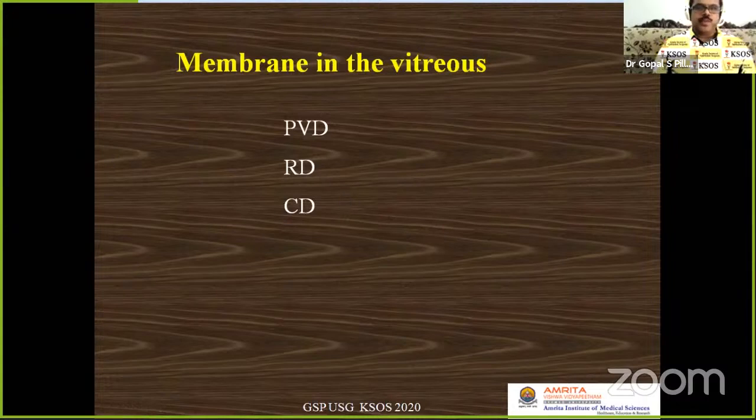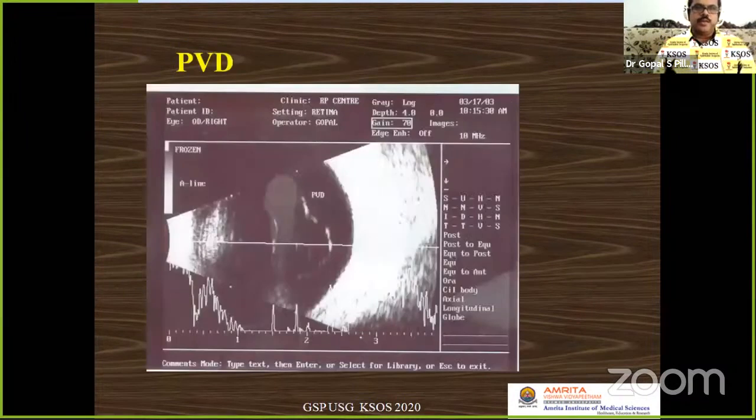Membranes in the vitreous, which are PVD, RD, and choroidal detachment. So this is a normal PVD, as I told you. This is almost a total PVD. The important feature here is to do a dynamic ultrasonography. You keep the probe in one particular location, define the PVD, and ask the patient to move here and there, and we will actually see the movement of the PVD. The movement of the PVD will be undulating and very slow, whereas it will be rigid and flapping in the case of a retinal detachment.